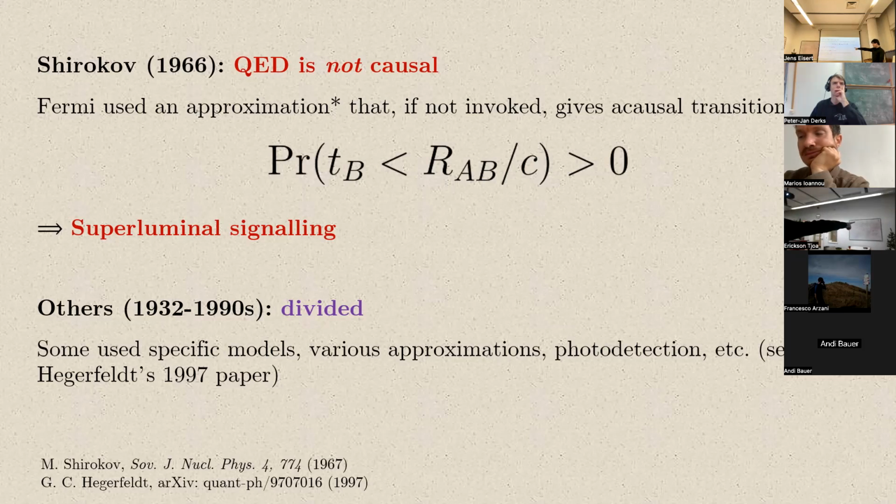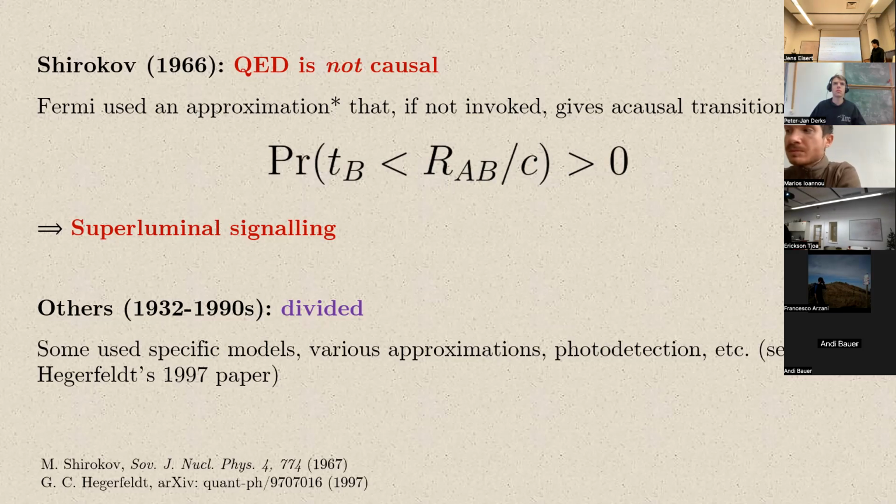And in the 60 years between 1932 until the 1990s, actually everyone is divided. If you think about it, 1990s is when we basically almost understood everything, maybe minus the Higgs field and stuff, right? Some people use specific models, and depending on what models you use, you can get causal behavior, you can get acausal behavior, and you will see a little bit of an example later. And some people use a bunch of approximations, some of them work, some of them don't.